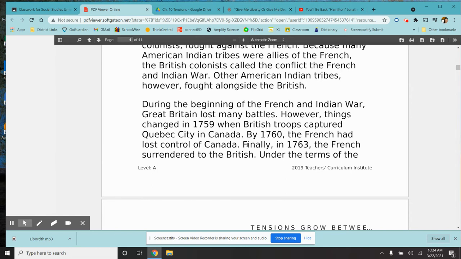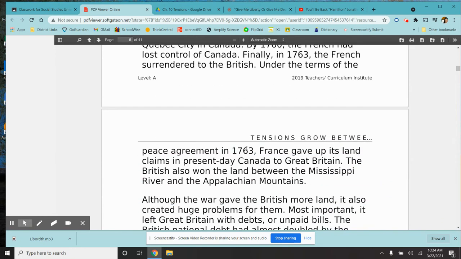However, things changed in 1759 when British troops captured Quebec City in Canada. In 1760, the French had lost control of Canada. Finally, in 1763, the French surrendered to the British. Under the terms of the peace agreement in 1763, France gave up its land claims in present-day Canada to Great Britain. The British also won land between the Mississippi River and the Appalachian Mountains.